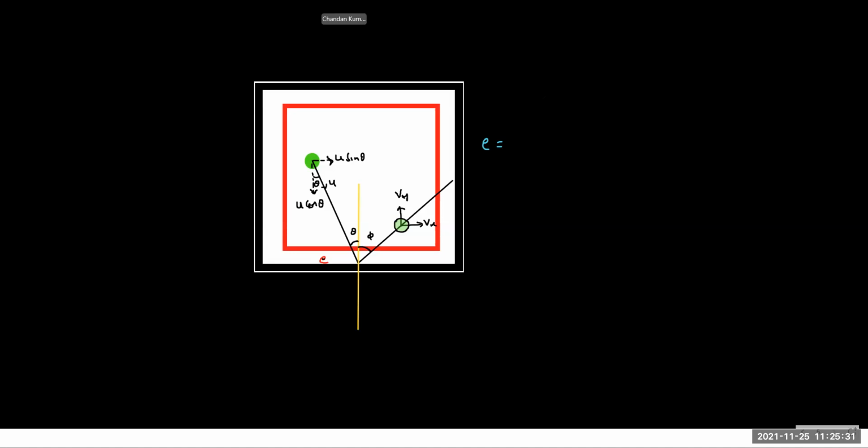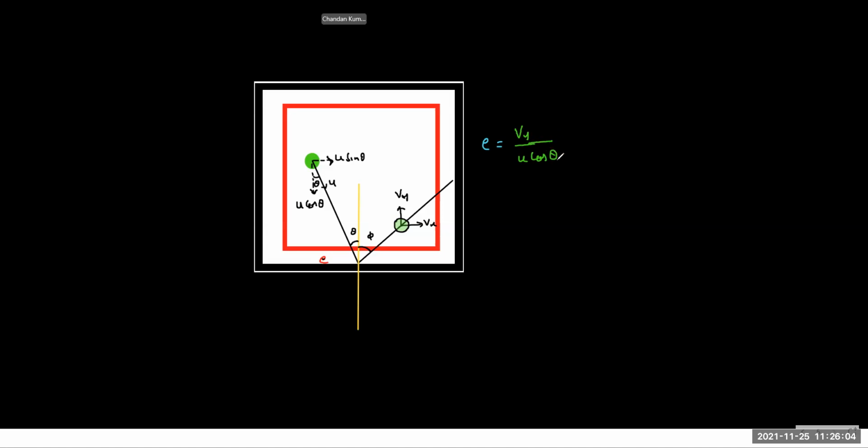Hello, 1 2 3, 1 2 3. What happened? Not able to recognize the approach and separation? Anyone? Sir, is it U cos theta by Vy? It is Vy by U cos theta. You write first separation, then approach. Okay.